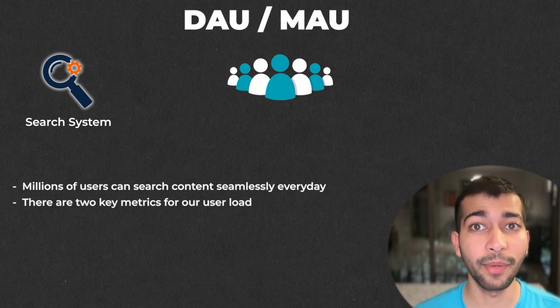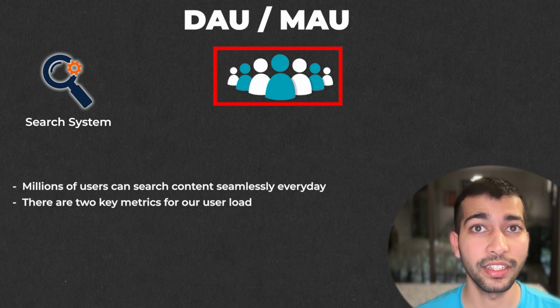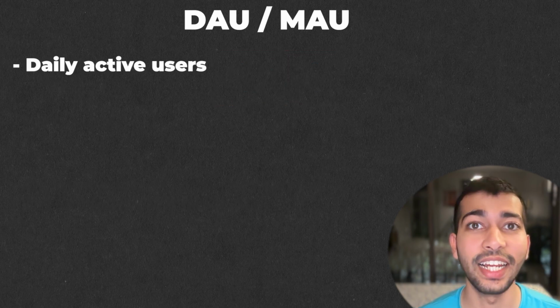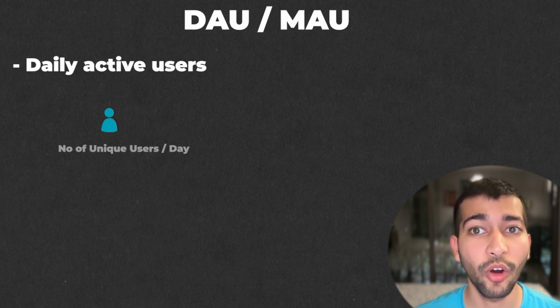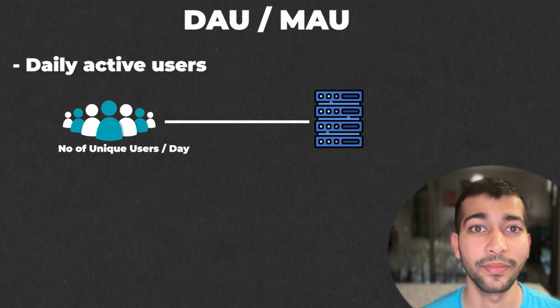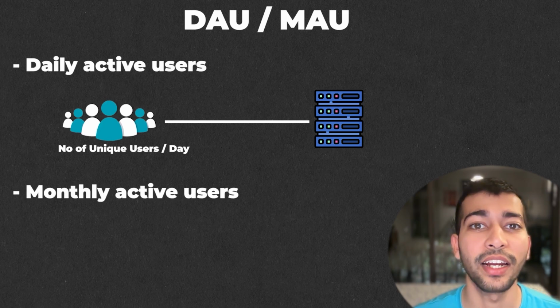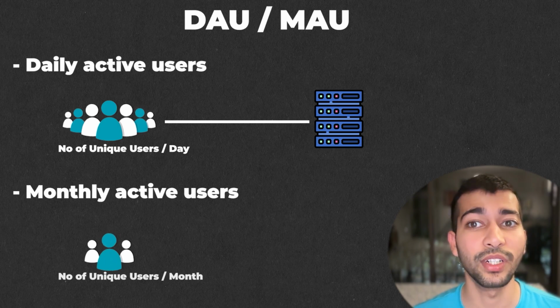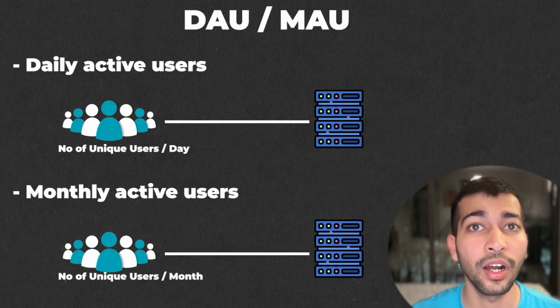There are two key metrics for our user load. These are some reasonable metrics that we assume beforehand. The first one is daily active users. Daily active users is the number of unique users engaging with the system in a day. And the second one is monthly active users. As the name suggests, it's the number of unique users interacting with the system over a month.